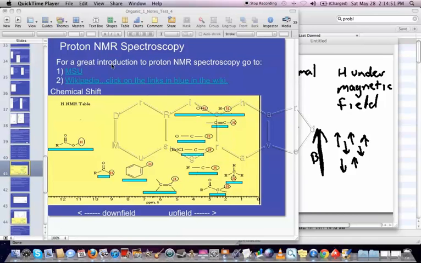This is an introduction to proton NMR spectroscopy. Most of what I'm talking about will be under this link, which is in your PowerPoint slides, under the MSU link under proton NMR spectroscopy.